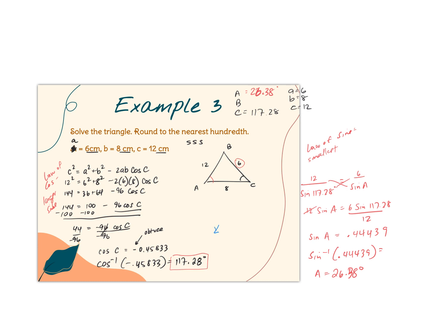And then I know angle B is just going to be 180 minus angle A minus angle C. So when I do the math, 180 minus 26.38 minus 117.28, it's going to equal 36.34 degrees. And again, we solved our triangle.